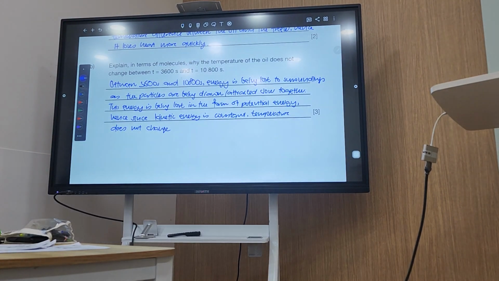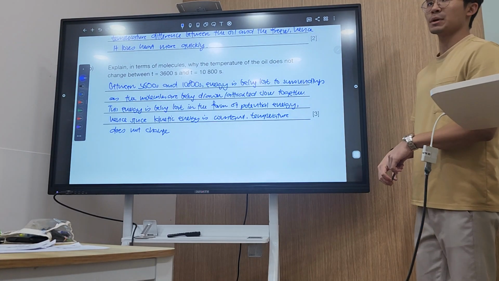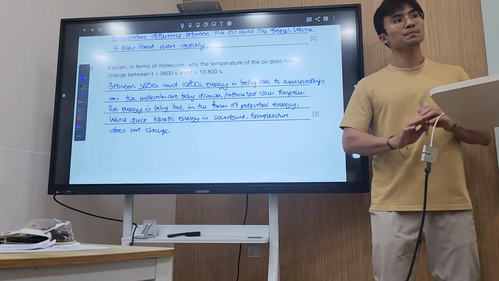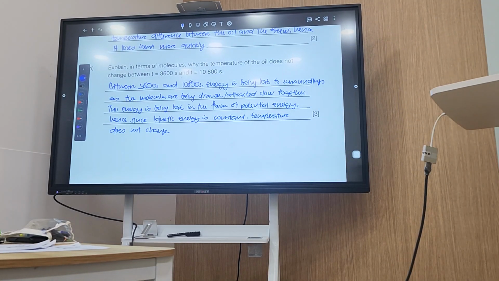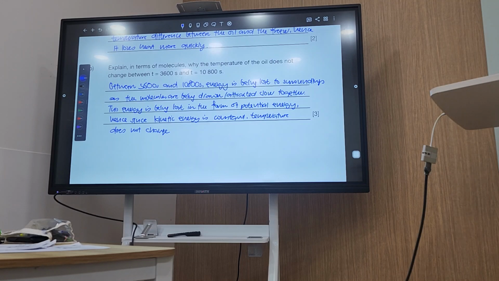Sorry, I shouldn't say particles, I should say molecules. Let me just change that word. Are we okay? Say it again: KE is related to temperature. PE is related to the distance between your particles. If I have a bigger distance, I have a lot of PE. Smaller distance, less PE.